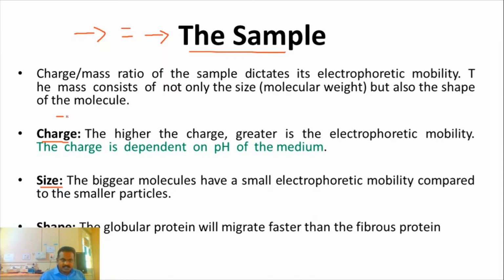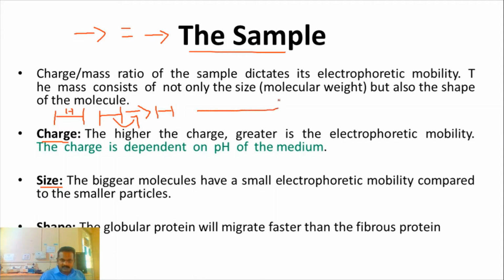Charge means, suppose we separate DNA, it is highly negatively charged, so no problem. Suppose we use a protein molecule, then a problem will arise because proteins are ampholytes. They can carry a wide range of charges, so it can significantly affect the rate of migration.